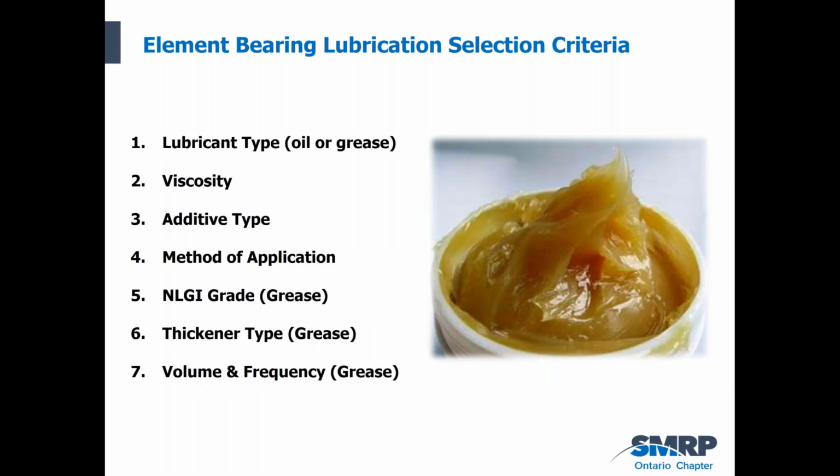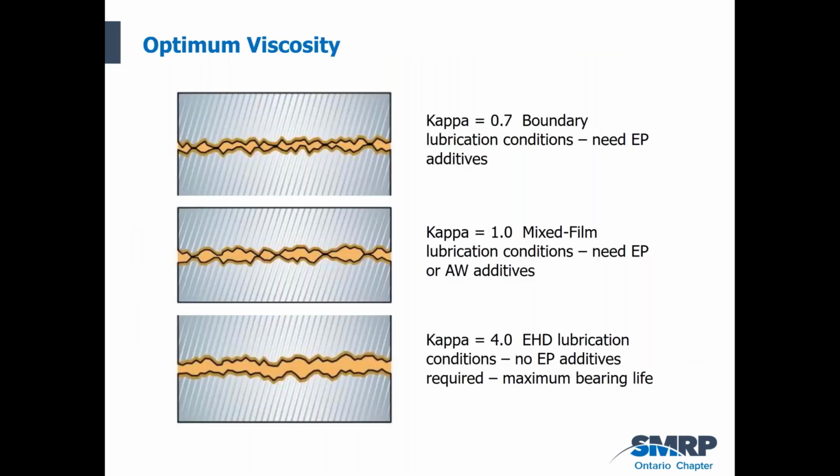So how do we do that? Well, there are certain things that we go through, and in this session, we don't have enough time to go through all of these in great detail. The first choice is to decide whether the bearing should be lubricated with oil or grease, and there are criteria that we look at for that decision. The second, which is the most important, is what is the viscosity of the lubricant that we're going to use. The third is what kind of additives do we want. Fourth is how we're going to apply it. And if it's a grease, we need to think about the grade of thickness we're going to use, the type of thickener, and then most importantly, the volume and frequency of that grease.